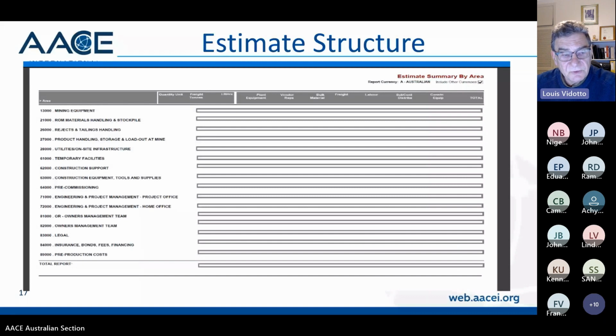Temporary facilities to support the construction. Things like site offices, temporary fencing, temporary roads, etc. Construction support is really things like concrete testing, surveying, and things like that. Pre-commissioning is really coming in and making sure that all the equipment works, under water load usually. And then you've got engineering and project management, owners management team. Now, those will vary depending on how the project's being delivered.